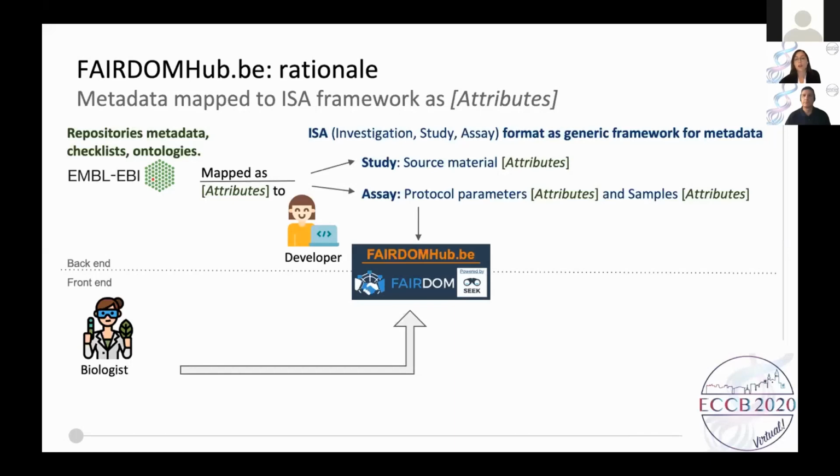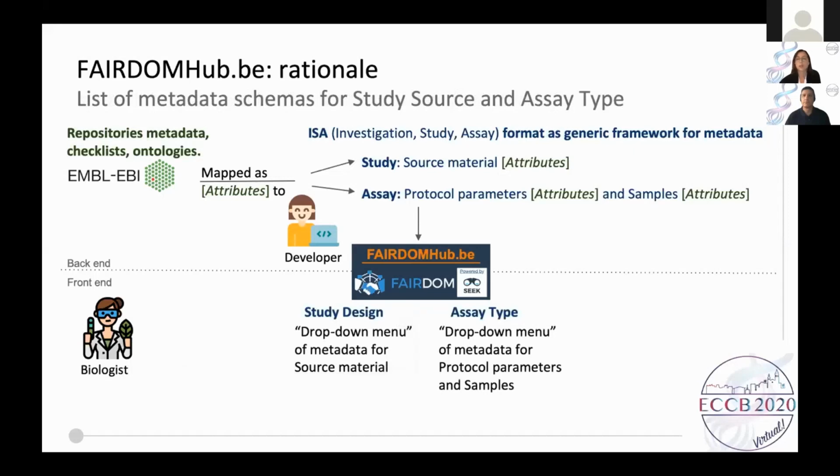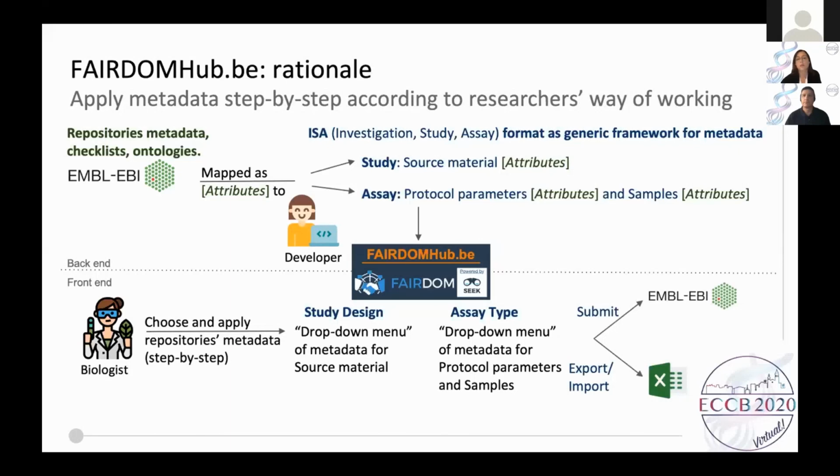And we provide these metadata, so these attributes, to the researchers on the front end of the platform, just like a drop-down menu of a metadata schema, where we show the attributes in two different steps. So at the study design level or the assay level, because we try to ask the researchers for the right metadata at the right time, not all together or all at once at the end. So the biologists then can choose the attributes and design their study and make some kind of a template, let's say, so this list of attributes.